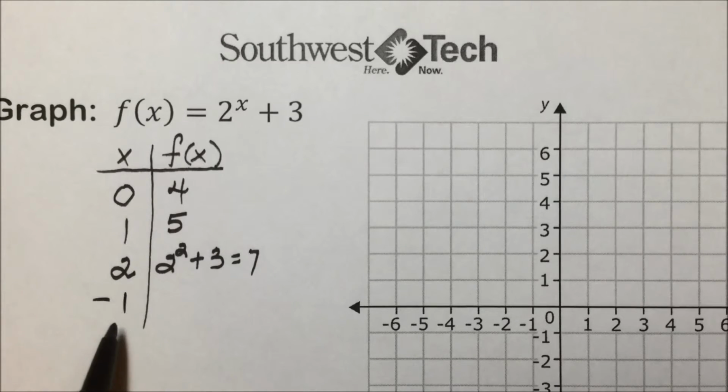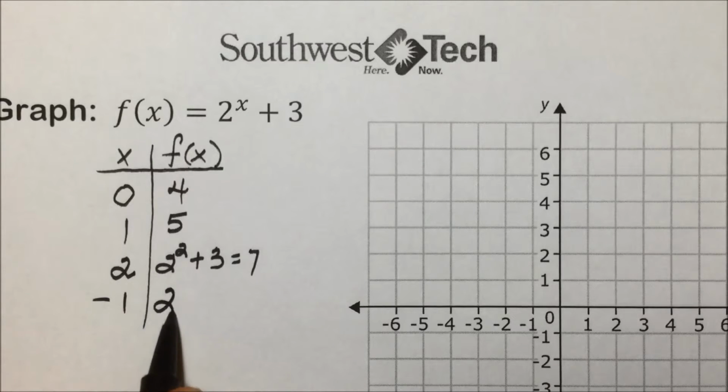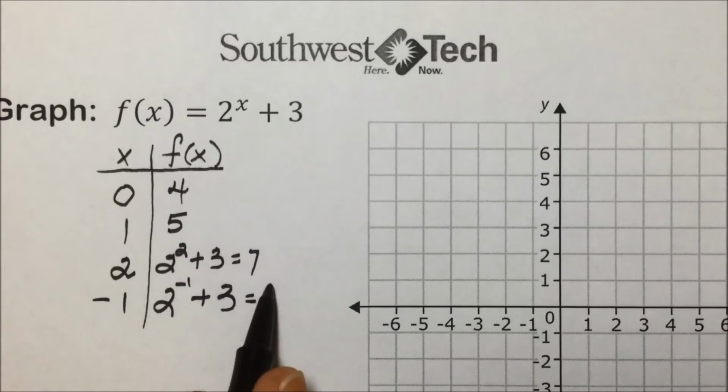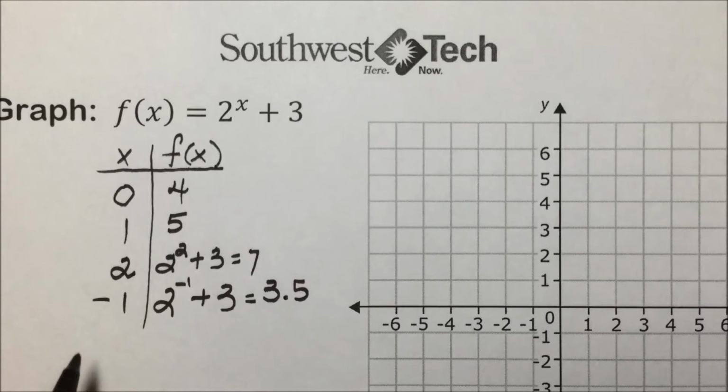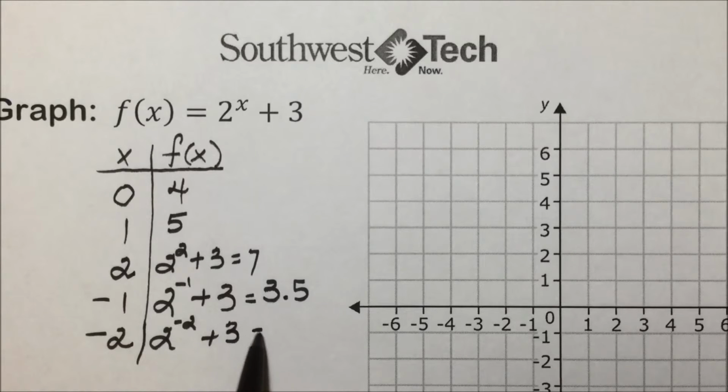Let's get a couple negative values in there. We'll have 2 to the negative 1, which is 1/2, plus 3 is 3 and 1/2, or 3.5 if you'd like the decimal form. A negative 2 would put 2 to the negative 2. That's 1 over 2 to the second, or 1/4, plus 3. So this will be 3 and 1/4, or 3.25.